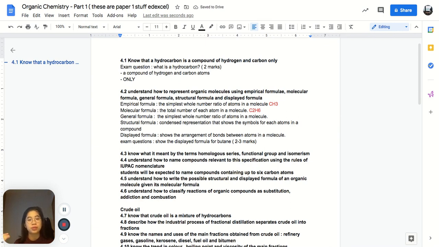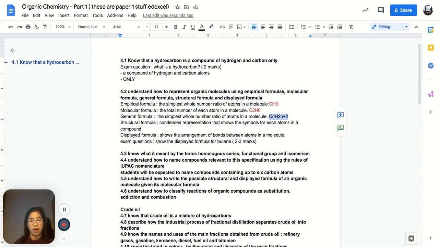General formula is the simplest whole number ratio of atoms in a molecule. That is basically similar to empirical formula, but what's different is that with a general formula, you wouldn't have much number in it. Instead, you will count it as CnH2n+2. You probably would be like, what is going on? You would know when I'm talking about alkane and alkene later. So basically, general formula is what forms a group in alkane and alkene.